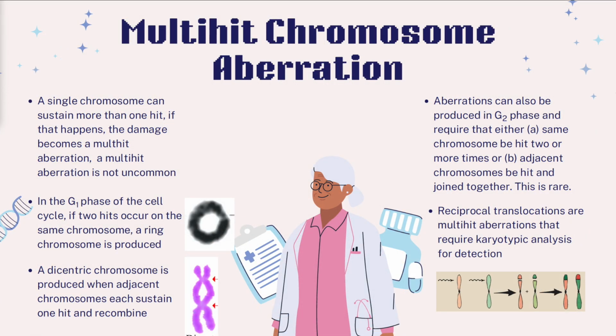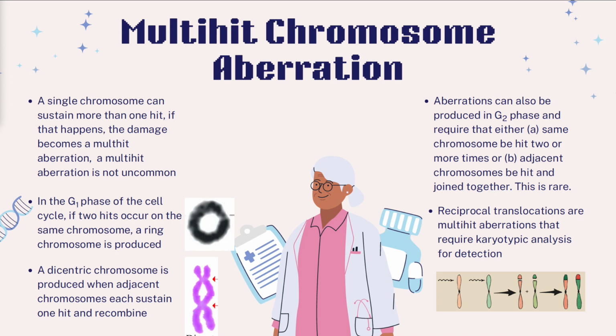When a single chromosome is hit more than once, it becomes a multi-hit chromosome aberration. This is not uncommon, and unfortunately, chromosomes are large targets in the nucleus, being that they are long strands of DNA, so they occupy a lot of space. Because they occupy a lot of space, they are more likely to be hit multiple times as radiation passes through.